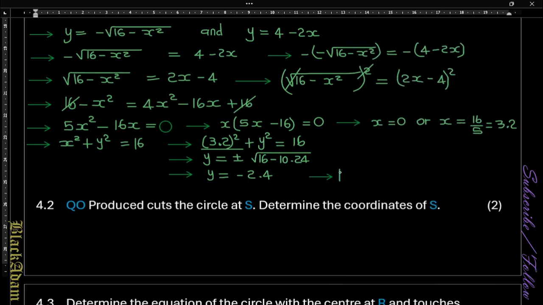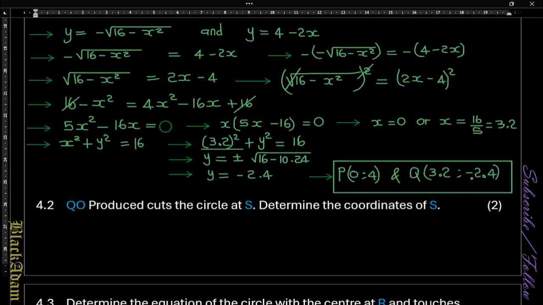So that's our answer. And now P has a coordinate of 0, 4, and Q has a coordinate of 3.2, negative 2.4. That's our answer for 4.1. And we move on to 4.2.